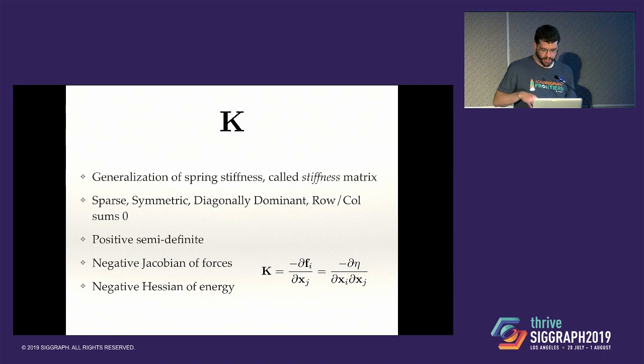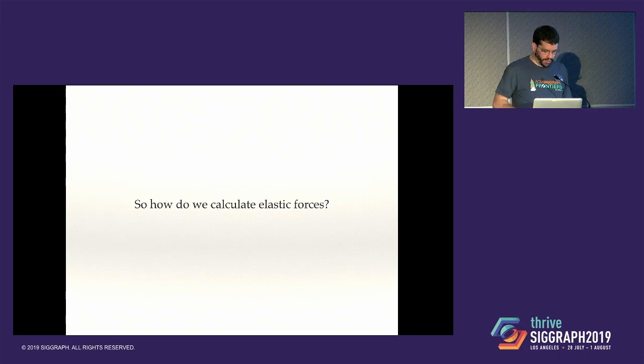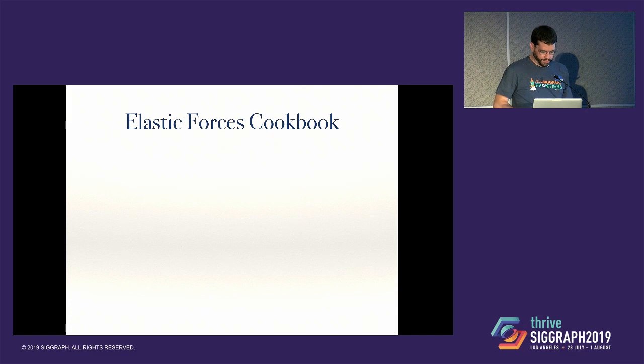So in our energy term, there in that final term, the partial derivative of energy with respect to both xi and xj, the two particles that are interacting. So how do we calculate elastic forces?